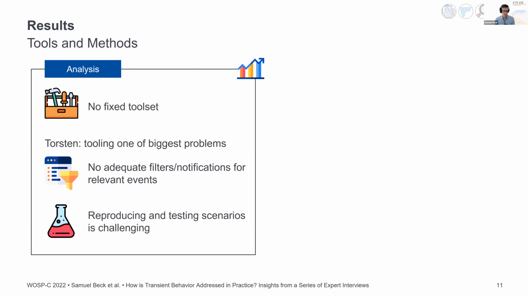When we asked them about the tools and methods that they use for analysis of transient behavior or of the APM data in general, they answered that all 5 of them do record APM data at the moment, but they don't have a fixed tool set for working with that data. Often the tools are given by their customers. And at least one of the interviewees, Thorsten, mentioned that tooling is one of the biggest problems that they face when analyzing APM data. He complained mostly that they don't have adequate filters and that their tools are lacking notifications for relevant events.